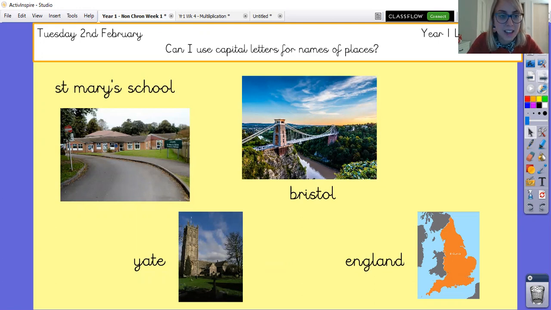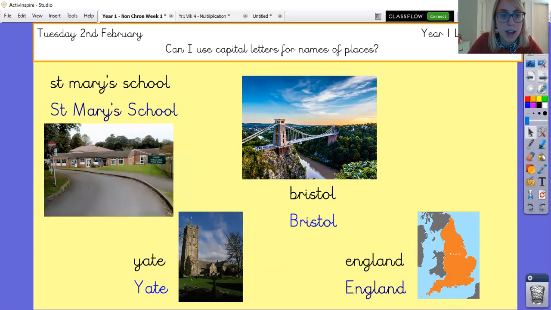Okay, year ones. Hopefully then you have corrected the names of places and you now have St. Mary's School with a capital S, a capital M and a capital S for school. This is a proper noun. It's a name of a specific school, the school that you go to. So we need to use capital letters. Hopefully you've put a capital Y with Yate, the town in which we live. And then hopefully you have put a capital B for Bristol, the city that we live near. And then capital E for England. Okay, well done, year ones.